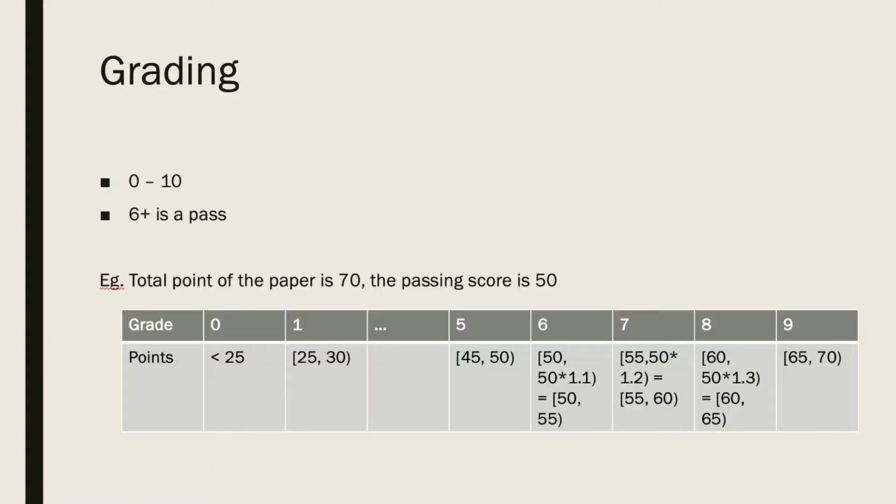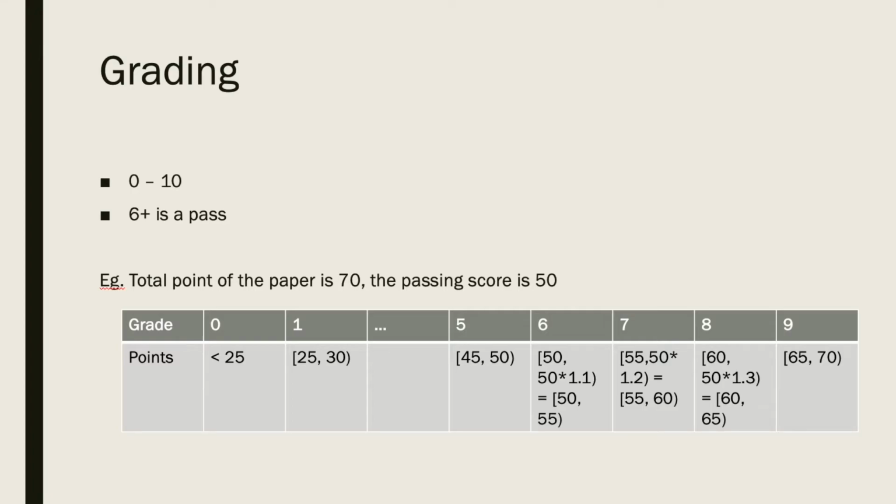I want to quickly cover how the grading system works. For any exam, you will receive a grade from 0 to 10. 6 and above is a pass. Honestly, no one cares how high you can score. I included an example here to demonstrate how the grade is calculated. So in this case, the total points of this exam is 70, and the passing score is 50. So you will receive a grade of 6 if your score is between 50 and 55. The square bracket means including, and the round bracket means excluding. You can follow the calculation here.